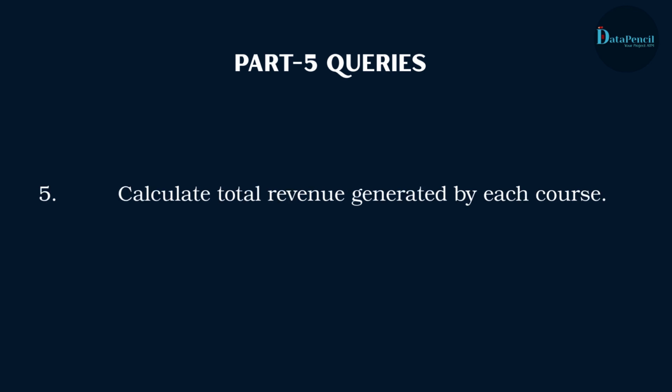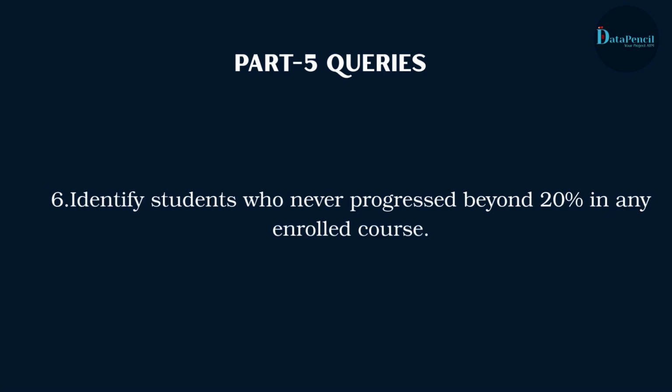Query 5. Calculate total revenue generated by each course. Here simple sum function, join and group by will work. Query 6. Identify students who never progressed beyond 20% in any enrolled course. And here you will have to use join, where, distinct, filter conditions.